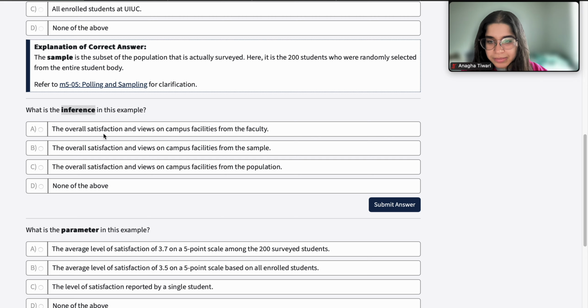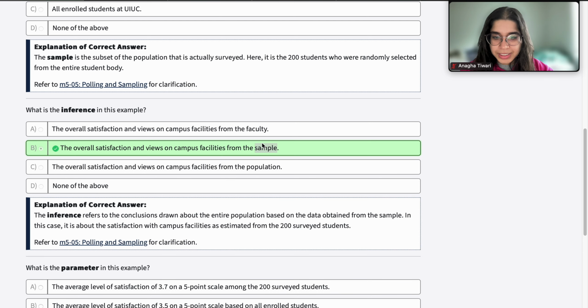So here, it's the satisfaction level and views on campus facilities from the sample. Inferences come from the sample. That's why we're making inferences in the first place. If we had facts about the population, we wouldn't be doing any sort of sampling or inferencing. We wouldn't even need that. But because there are no true facts about the population, or we want more facts about the population, that's why we're doing the inferencing and the sampling. So inferences always come from the sample.